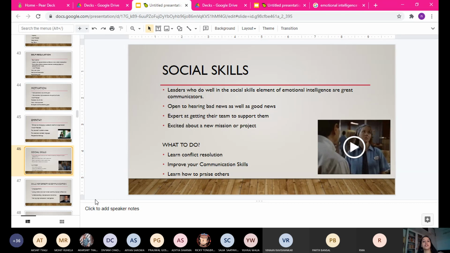And they are always excited about a new mission or a project, and their enthusiasm is so infectious that even their team starts getting equally enthusiastic about a project or a mission, because that is what their leader is showcasing, right? Leaders must have excellent social skills in dealing with the team members around them, in dealing with the situations around them, in dealing with those tough, difficult employees, and also in dealing with those emotionally sensitive employees, understanding their needs.